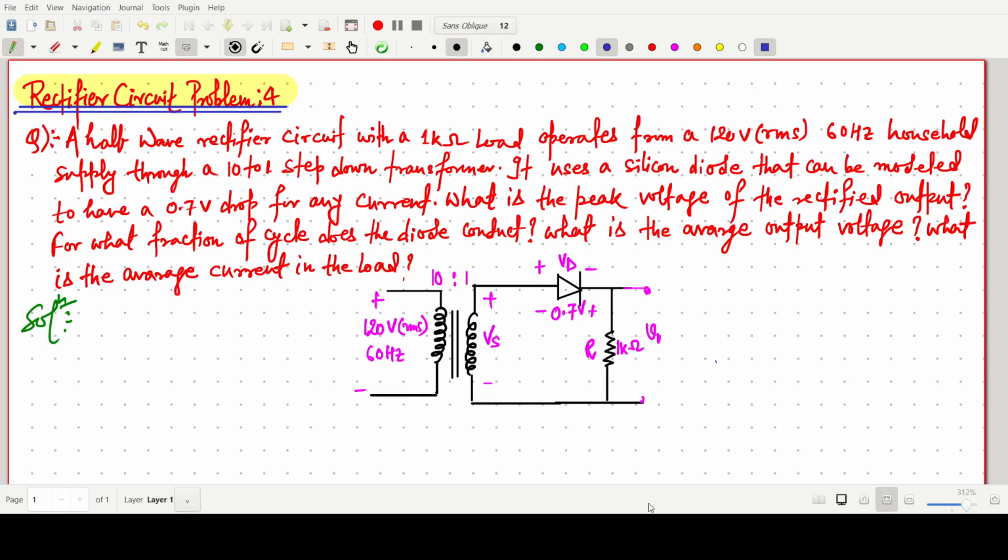Welcome everyone. In this video lecture, we will solve a rectifier circuit problem. Okay, so this problem is from the Microelectronics circuit book.